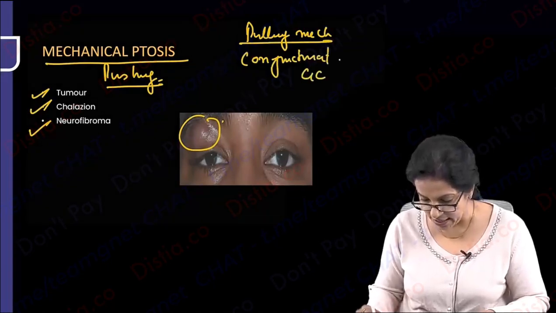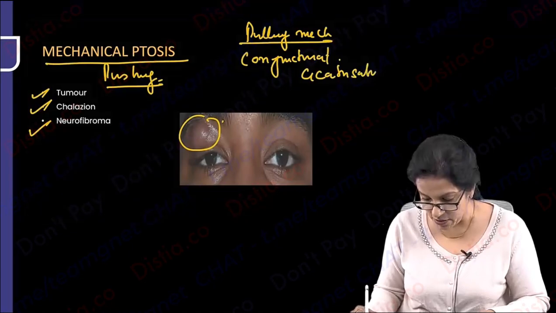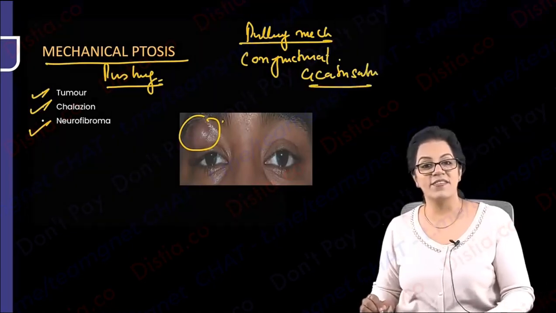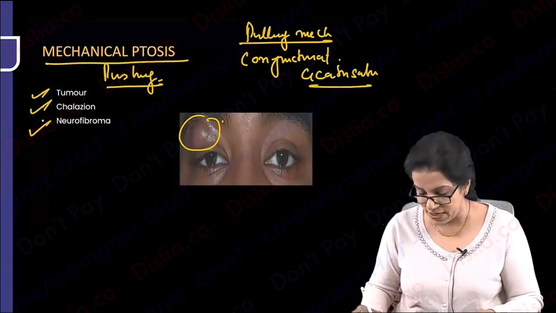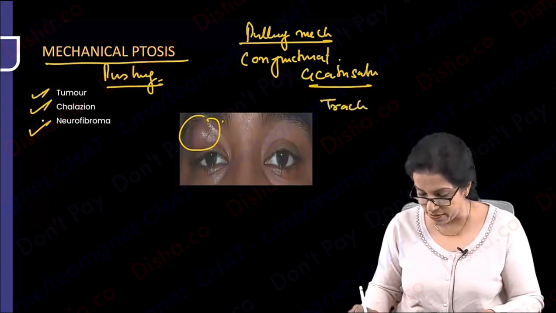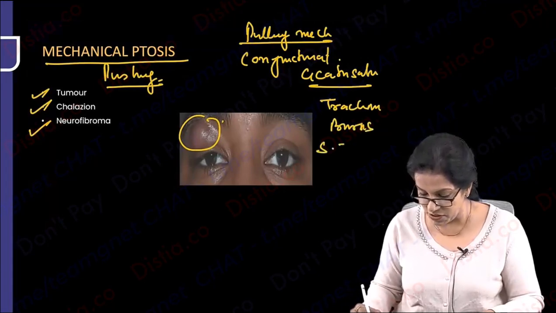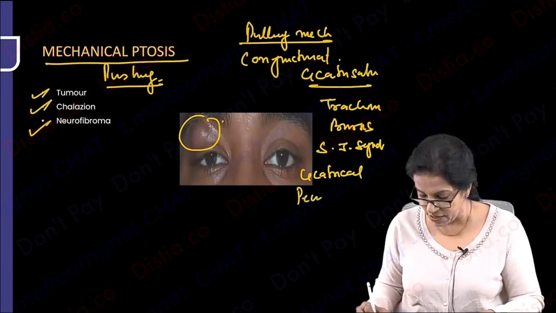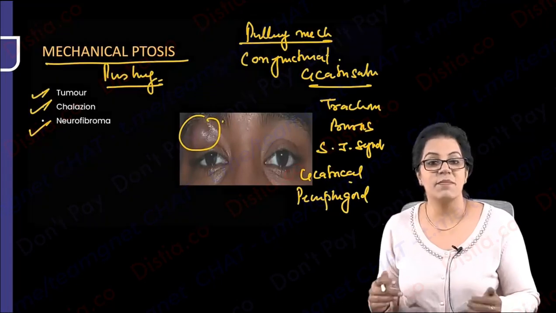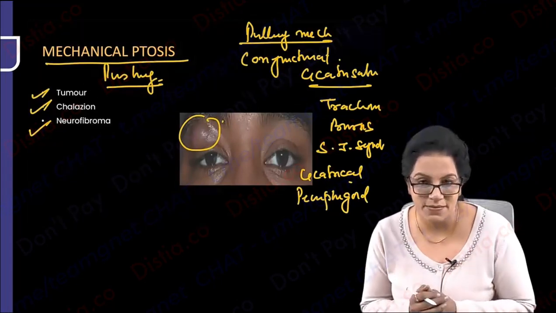Okay, conjunctival scarring. So what are the causes of scarring of conjunctiva? We have learnt in the conjunctiva chapter also, like trachoma, all types of burns. We have talked about Stevens-Johnson syndrome. We have talked about cicatricial pemphigoid. Remember? So we have to remember all this. This is about your mechanical ptosis.